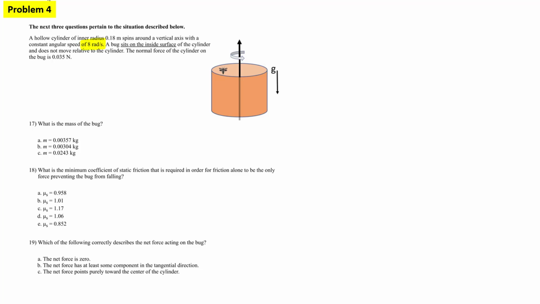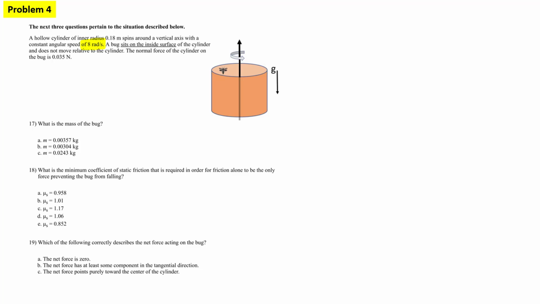A bug sits on the inner surface of the cylinder and does not move relative to the cylinder. The normal force of the cylinder on the bug is given as 0.035 newtons. The first question says, what is the mass of the bug?